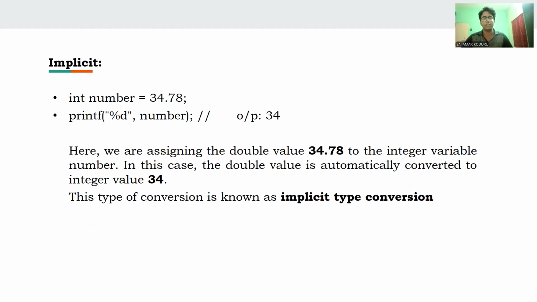Now let's go through the implicit type conversion example. Here we are given a pretty small code block, which is int number equals 34.78. As we know, int refers to integer, and here 34.78 is a double value. It's a decimal. So an integer only holds 34, and the dot and the values after it are dropped. Hence the output would be 34, as per the compiler.